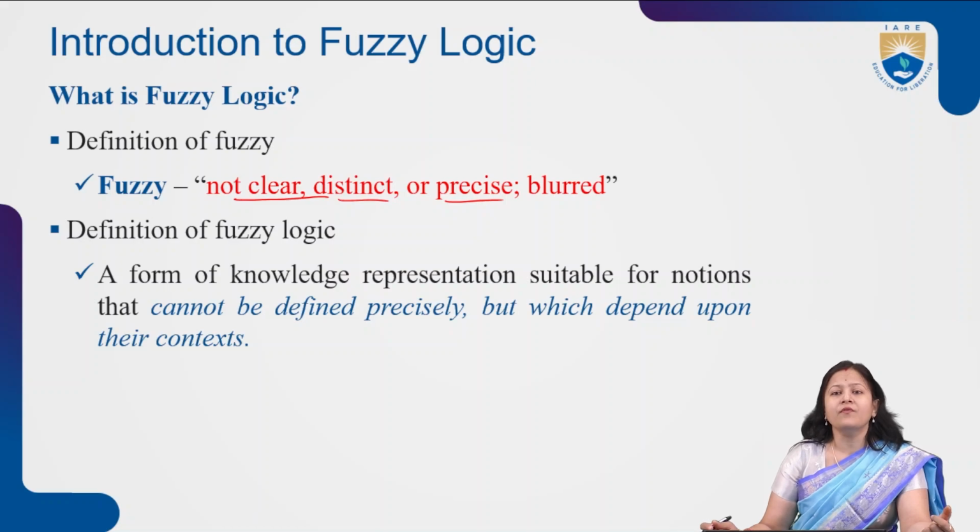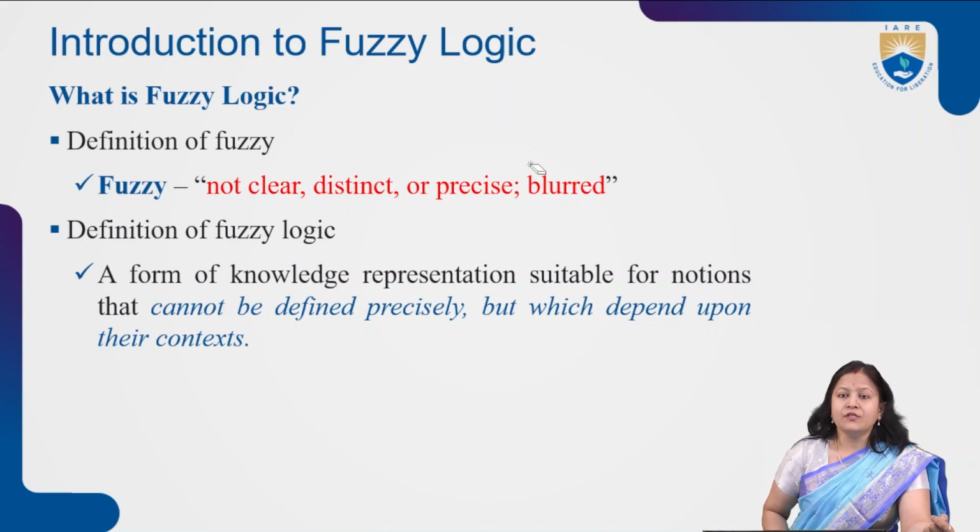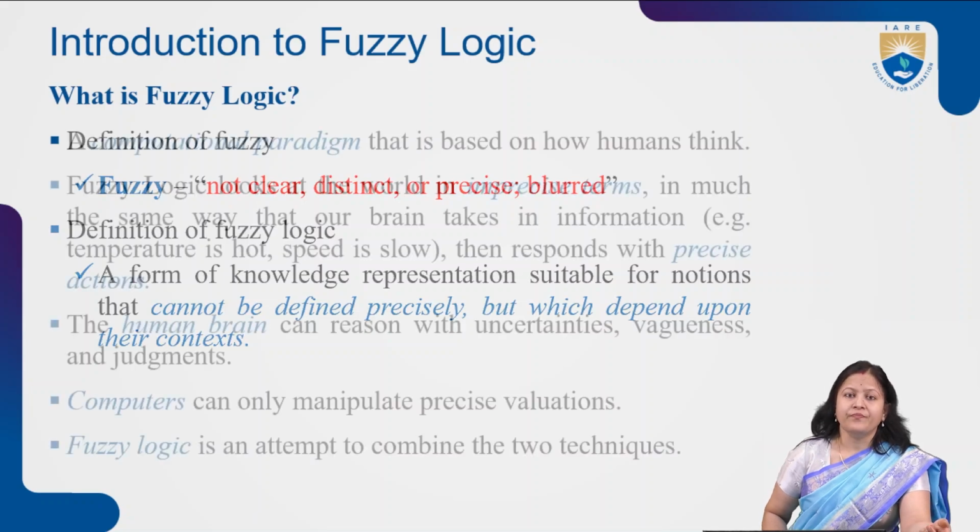It is a form of knowledge representation suitable for notions that cannot be defined precisely, but which depend upon their context. So basically fuzzy logic depends upon the approach, the way we are telling that statement, or the way we are expressing the words. Depending upon the context, it can explain or represent some numerical values for the machine or the system.